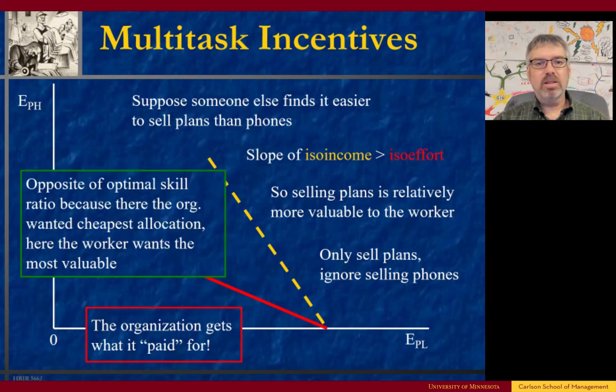Okay, this is the opposite of what we found. The picture looks the opposite of what we found when we were doing iso-costs and iso-quants, because from the organization's perspective, when it was looking at the optimal skill ratio, it was trying to find the cheapest way of achieving a desired level of quantity. Here, for an individual, in terms of different allocation of effort, it's trying to find the highest income, maximizing income for a fixed level of cost.